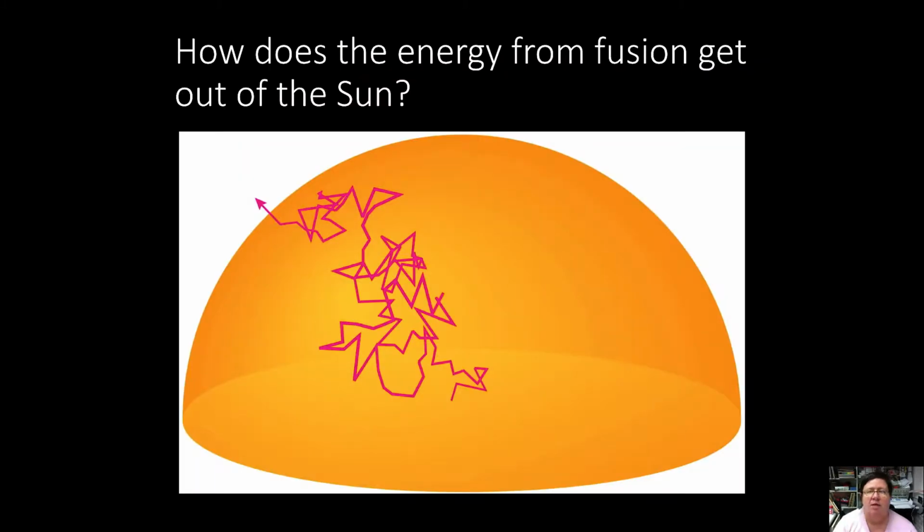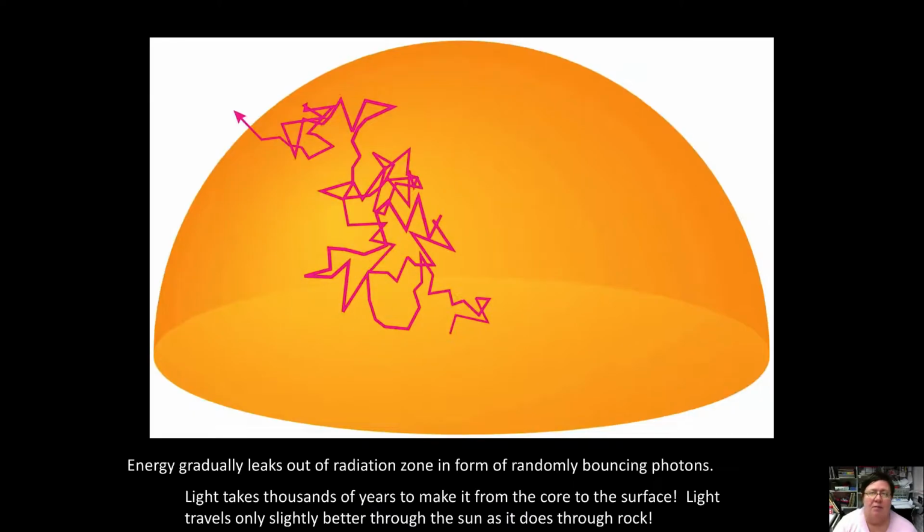Let's keep going. So how does the energy from the fusion reactions at the core of the sun get out of the sun to us? Well, first of all, energy gradually leaks out of this radiation zone by randomly bouncing around, hitting other atoms. So these photons that are made in the core, those gamma ray photons, this radiation is going to hit other atoms as it makes its way out of the sun. And in fact, it takes thousands of years for it to make it from the core to the surface.